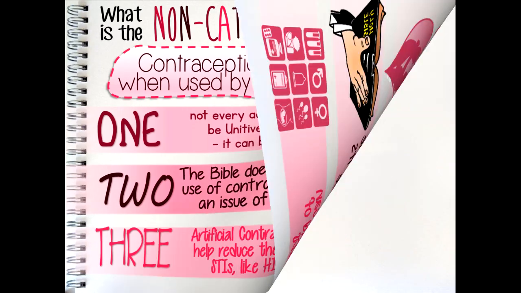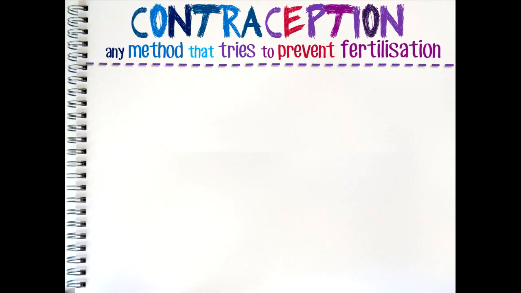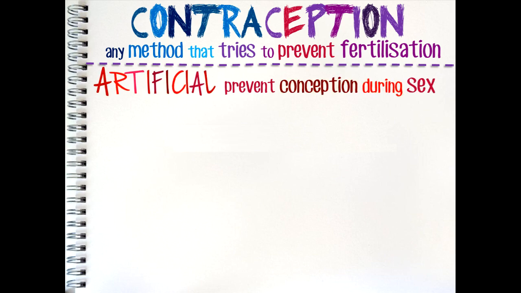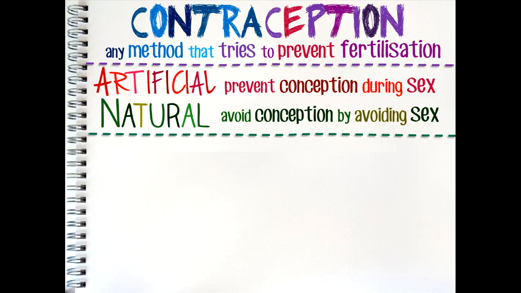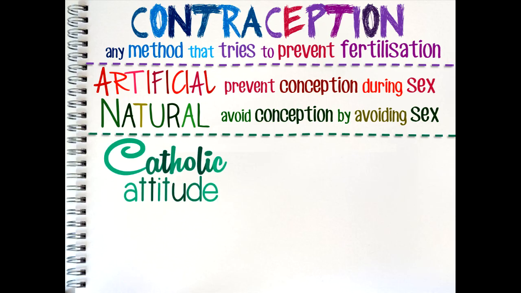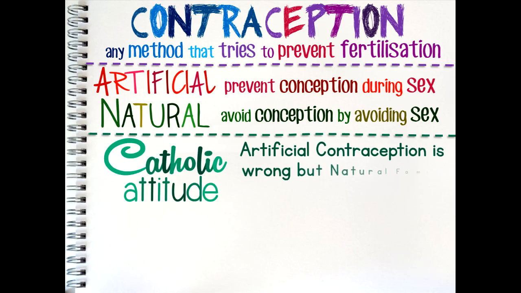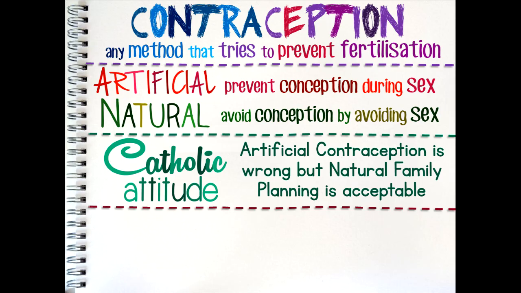In summary, contraception refers to any action or method that aims to prevent conception or fertilization. We can distinguish between artificial contraception, which aims to prevent conception during sex, and natural contraception, which aims to avoid conception by avoiding sex at certain times. The Catholic attitude is that artificial contraception is wrong because it separates the unitive and creative aspects of sex, and in some cases may be an early abortion. Catholic parents should use natural family planning to wisely plan their family size.